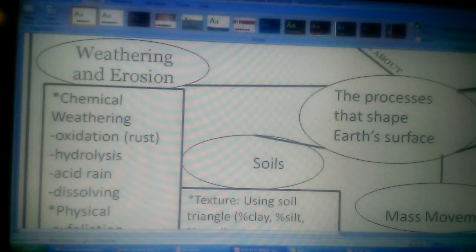All right, we're going to start by going over weathering and erosion. So we're going to go through each of the unit concepts from this unit, and our unit was weathering and erosion and mass movement. So weathering and erosion, there are two types of weathering. If you said one was chemical and the other physical, then you were correct.